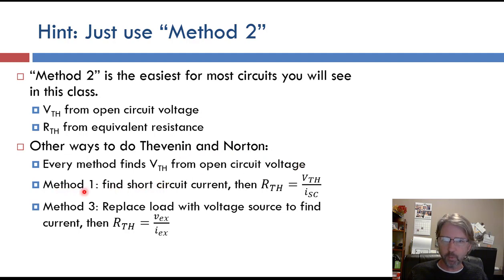Method 1 finds the Thevenin resistance by finding the short circuit current, which is our Norton current, and then uses Ohm's law here to find the Thevenin resistance from the Thevenin voltage and the Norton current. And method 3 uses a load that is a voltage source instead of the load resistor and solves for that. So we'll see that in a second. Both of these methods work with dependent sources, so that's the main advantage to them. They're a little more complicated analysis.